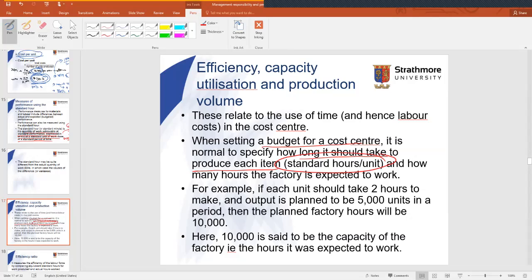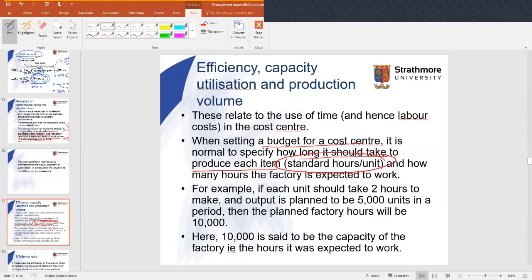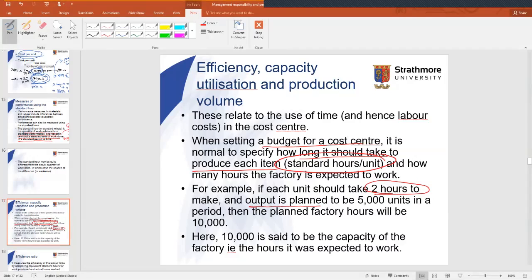For example, if each unit should take 2 hours to produce, and the output plan is 5,000 units, then the total hours to be taken will be 5,000 times 2, because each unit takes 2 hours. In total, the factory hours will be equal to 10,000 hours. For the company to make the 5,000 units they're planning, they must budget for 10,000 hours.